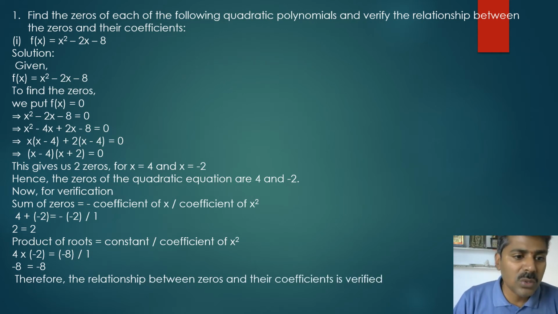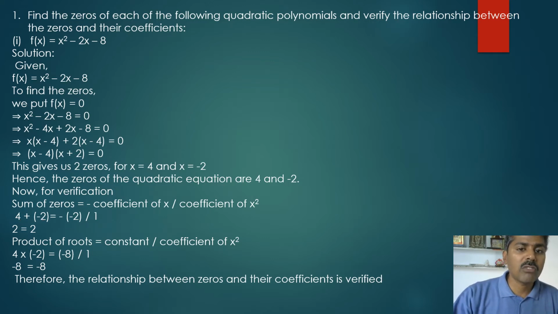Many students directly write the formula for the sum of the zeros and the final answer. They are not doing the left hand side part. We have to do the left hand side as well as the right hand side, and show both are equal, and only then is the relationship verified.